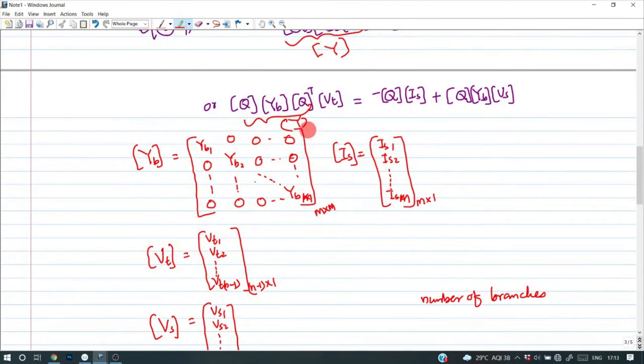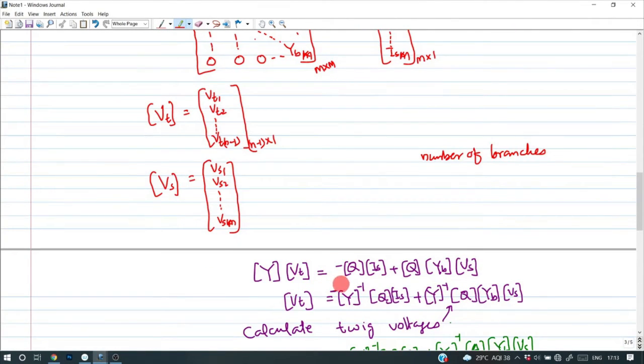So this equation we can write in this manner: Y VT is equal to minus Q IS plus Q YB VS. So from here we can find the tree voltages. From nodal analysis theory we got the expression for node voltages; here we got the expression for tree voltages. That is the difference, so they are similar. Instead of VT, there we got Vn. So the tree voltage is equal to minus Y inverse Q IS plus Y inverse Q YB VS.